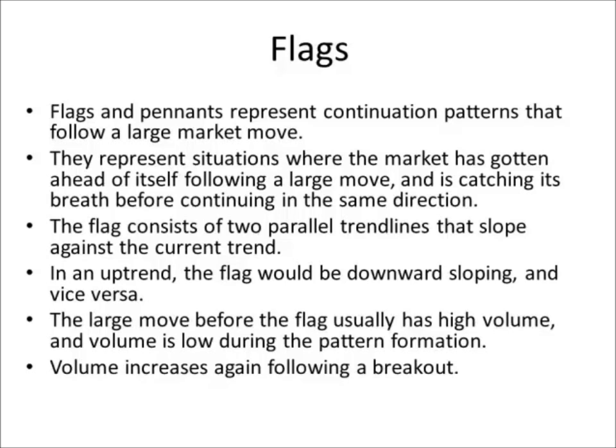Alright, so let's first talk about the flag. Now the flag will consist of two parallel trend lines, right? So these trend lines will not meet, they're parallel, and the slope of these trend lines will be against the current trend, right? So what that means is that in an uptrend, we will have a downward sloping flag. In a downtrend, we will have an upward sloping flag.